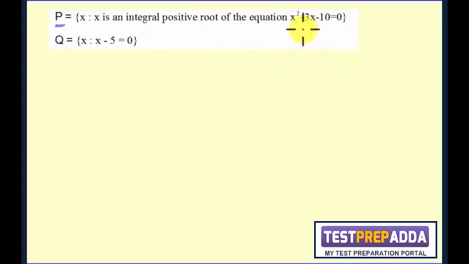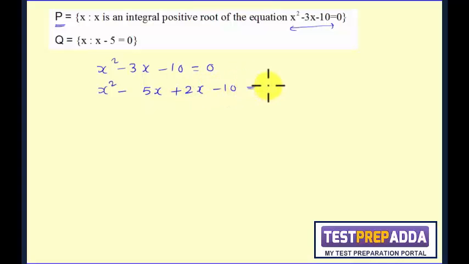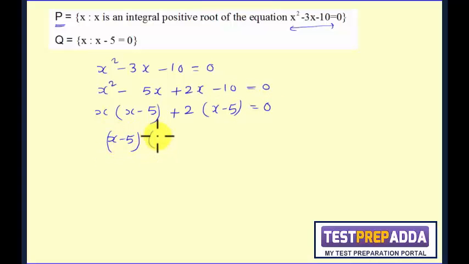Okay, now if I take this set P, we will try to find the roots of the given equation, x square minus 3x minus 10 is equal to 0. So I can write this as x square minus 5x plus 2x minus 10 is equal to 0. I can take x common, it becomes x minus 5 plus 2 times x minus 5 is equal to 0. I'll take x minus 5 common here. It becomes x minus 5 times x plus 2 equal to 0. Now either x is equal to 5 or x is equal to minus 2.